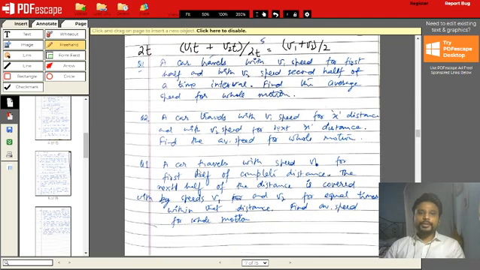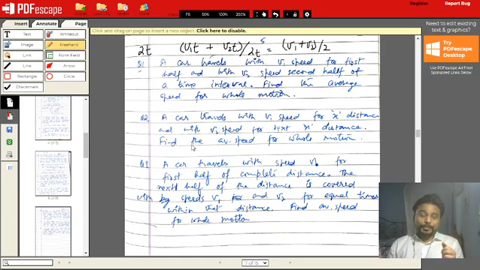Next, a car travels with speed v1 for x distance, with speed v2 for the next x distance. Find the average speed for the whole motion. In this particular question, we are going to calculate time. This would be a common idea in all the questions, that we always look for the unknowns that are not given in the question.